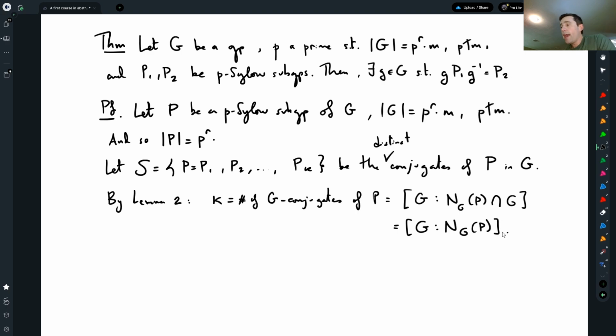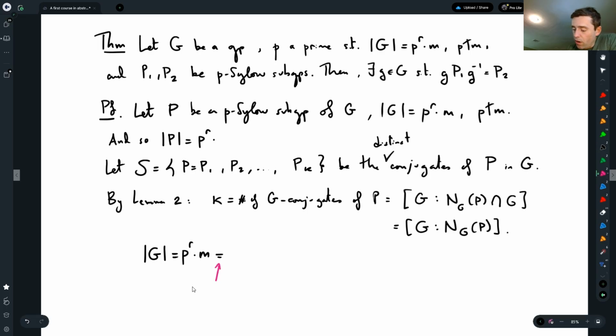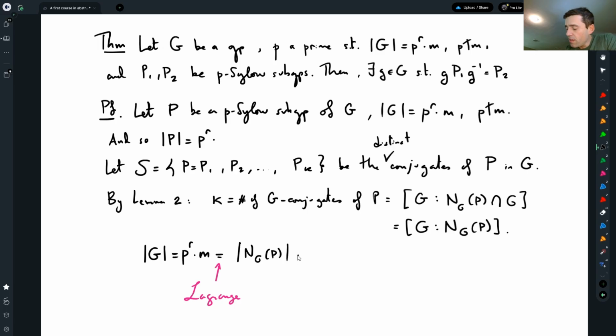Okay, and I know the order of the group is P to the R times M, but now by Lagrange's theorem, I know that the normalizer is a subgroup. So this is the order of the subgroup times the index of the subgroup.